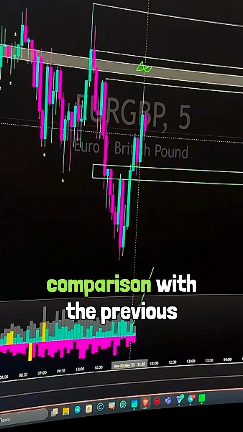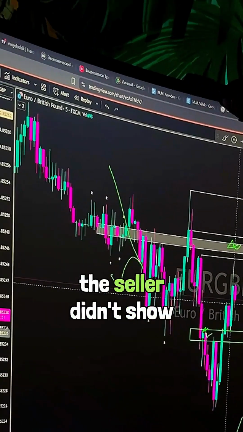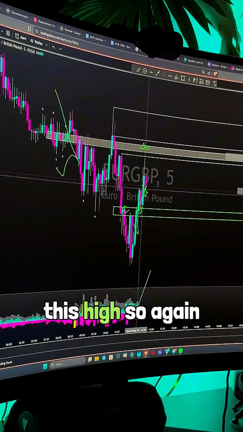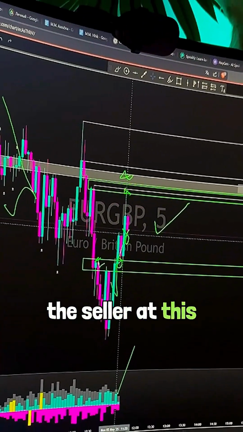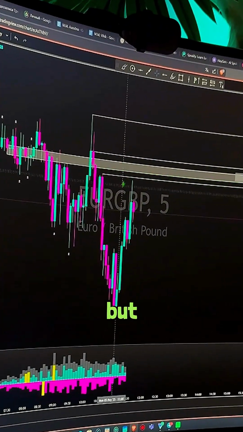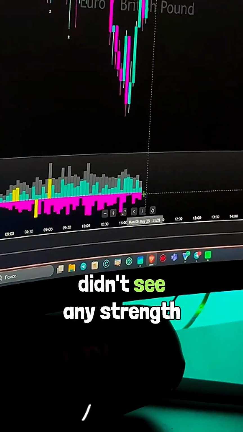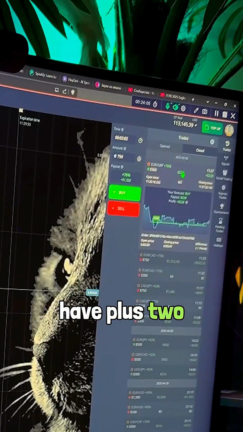Secondly, there was a comparison with the previous high of this trend. The seller didn't show themselves and we passed this high. So again, there's a chance that we'll move on to the next stop. We reached it. The seller at this stop did show themselves in principle, but I didn't see any strength in the cluster. I didn't see any strength in the volume. We have plus 2 points, yes.